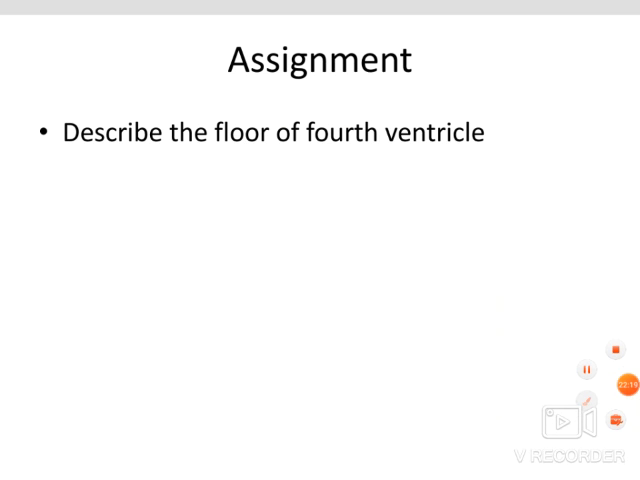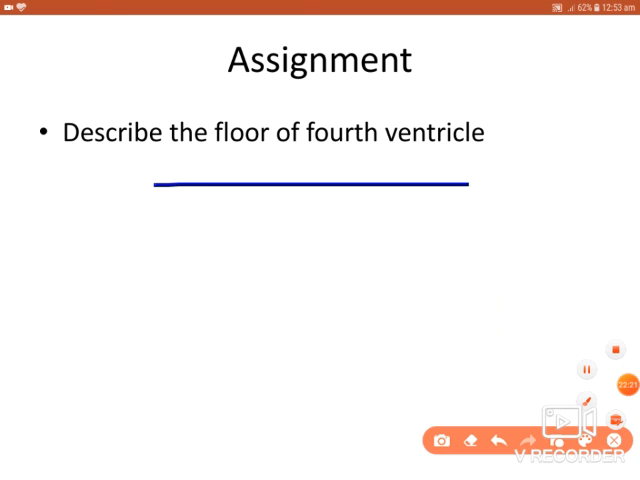Yes, here is the question. Describe the floor of the fourth ventricle. Okay, that's all. Thank you.